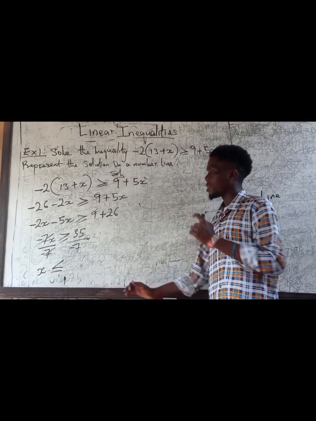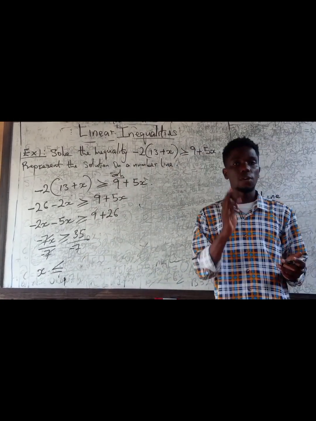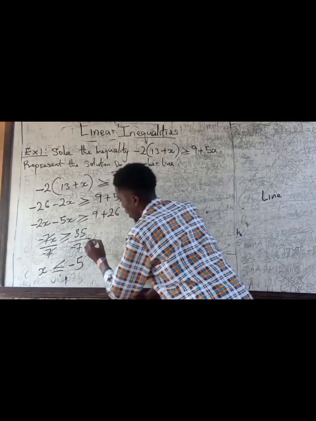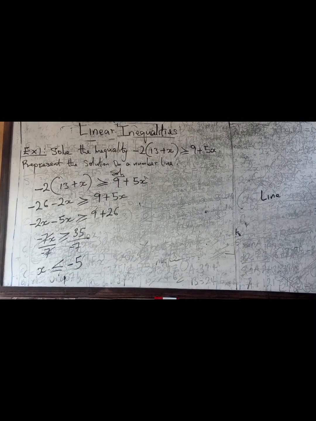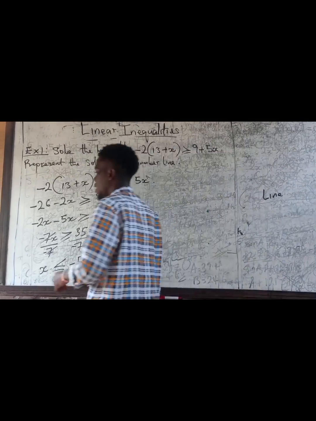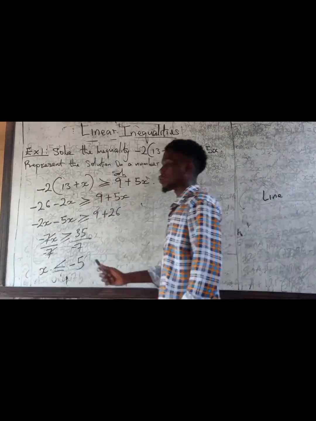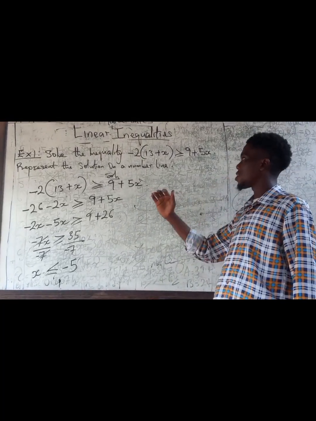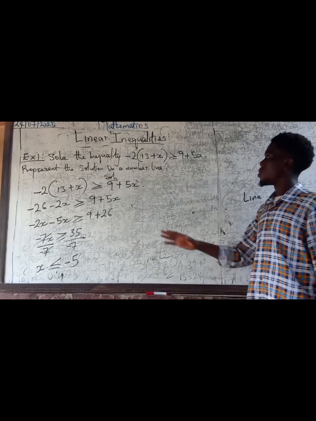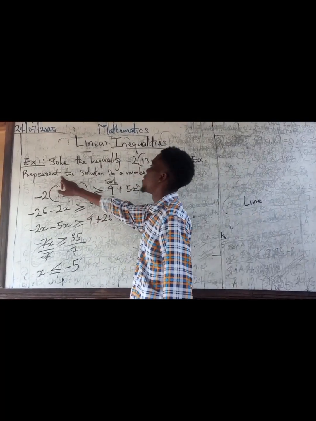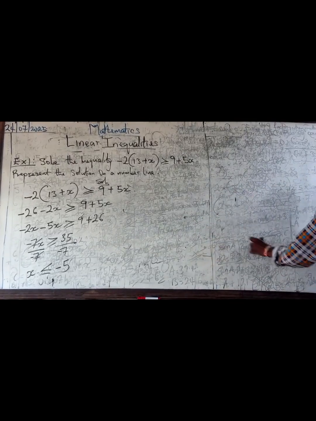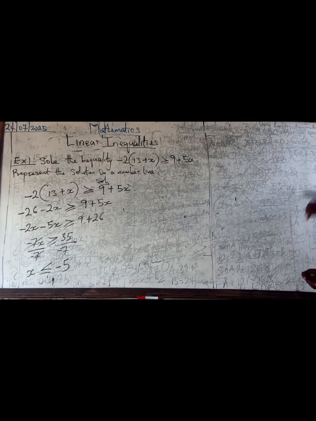So we have that. 35 divided by minus 7 would give us minus 5. Correct. Minus 5. So we've given the solution to this. We have that x is less than or equal to minus 5. But remember, the question doesn't stop there. It says once we are done solving, it says something else. We should do what? Represent the solution on a where? Number line. So that is what we are getting into now.